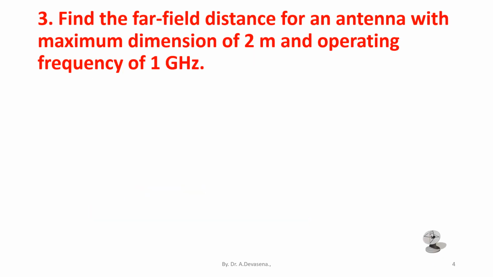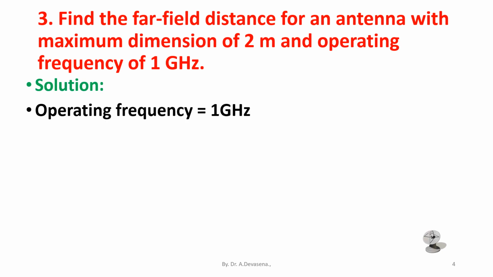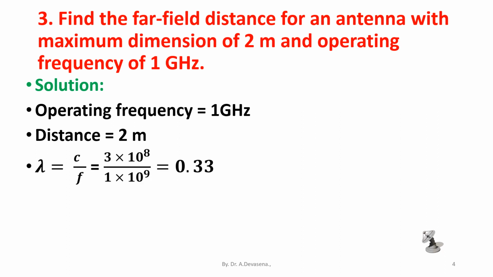Problem number 3. Find the far field distance for an antenna with the maximum dimension of 2 meter and operating frequency of 1 GHz. Solution is, the operating frequency given in this problem is equal to 1 GHz. Distance given is 2 meter. Then the wavelength lambda is equal to C by F, that is equal to 3 into 10 power 8 divided by 1 into 10 power 9, that is equal to 0.33, where C is the speed of the light, F is the frequency.